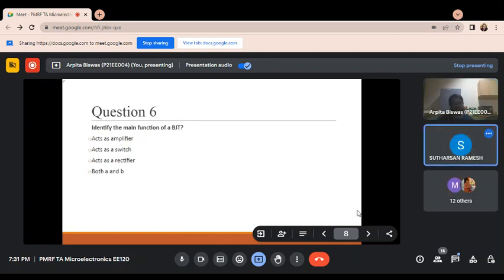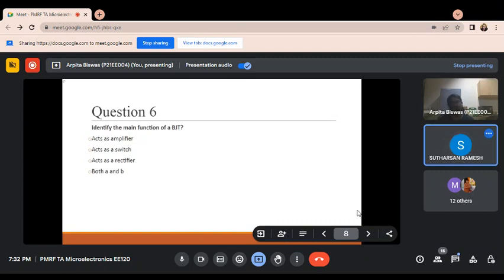Ma'am, the BJT acts in saturation mode when the emitter base junction and the collector base junction are in forward bias, and it acts in cutoff mode when both the emitter base and the collector base junctions are reverse biased. Okay. And when it is in reverse active mode? Reverse active mode is when the collector base junction is forward biased and the emitter base junction is reverse biased.